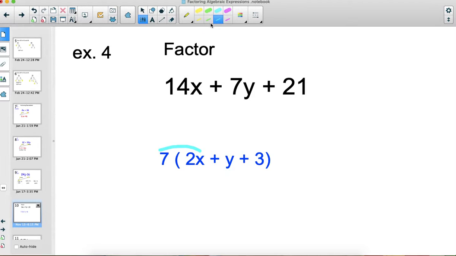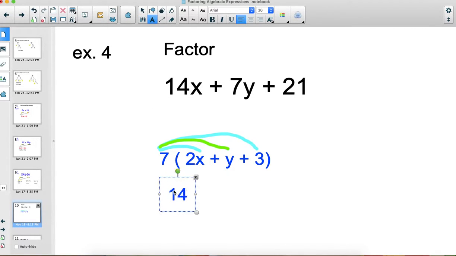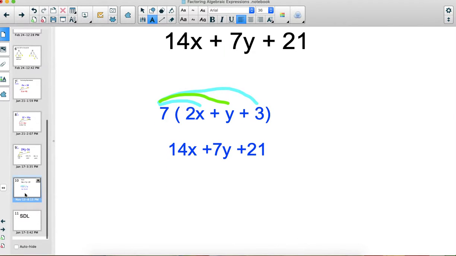All right, let's check and see if that's right. 7 times 2x. All right, so we would get 14x plus 7y plus 21 if I was to distribute that. Does that match what we needed it to up top? It sure did.